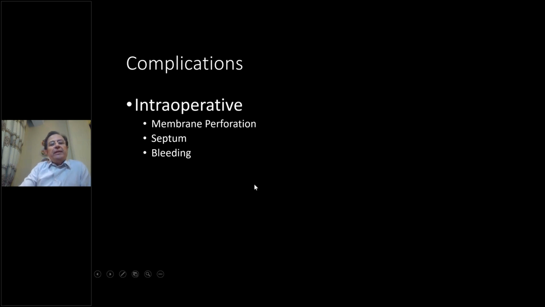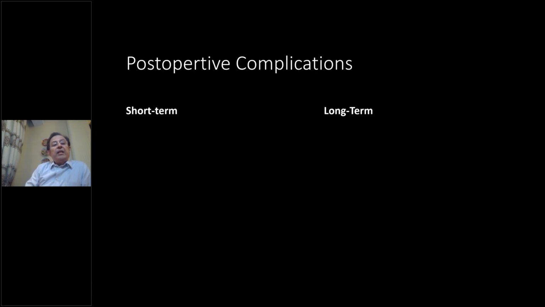The complications in the sinus graft are divided into two groups. One, intraoperative, which consists of membrane perforation and septum difficulties that may lead to perforation and bleeding. And the post-operative complications are divided into short term and long term.